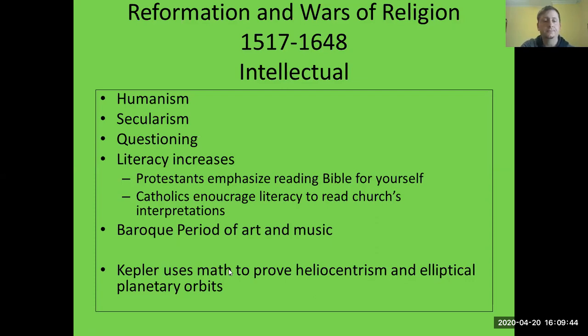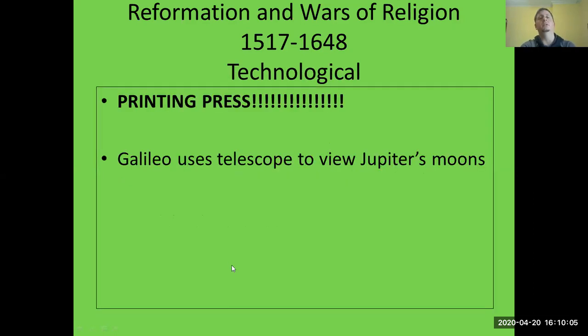And in the scientific revolution, which is continuing to go along in the background, this is Kepler. This is when Kepler uses math to prove heliocentrism and elliptical planetary orbits. And so he is right in the beginning of the 1600s with that. And so we've got some overlap there with the scientific revolution.